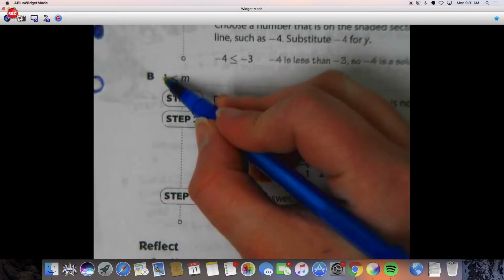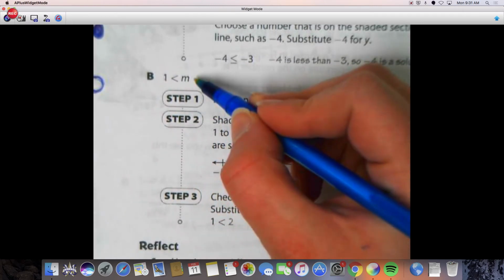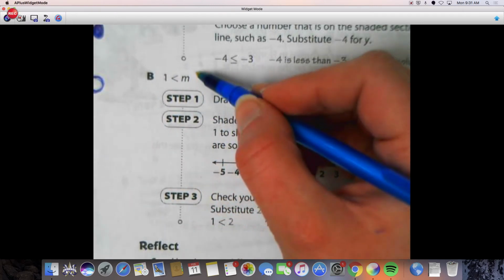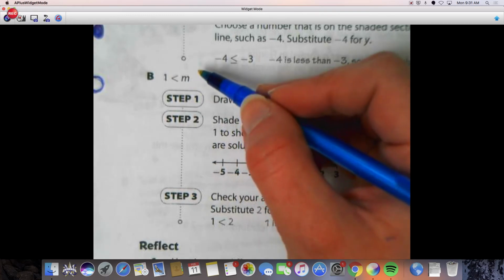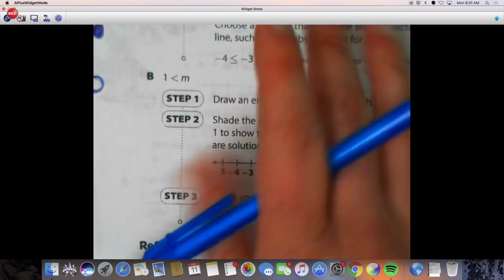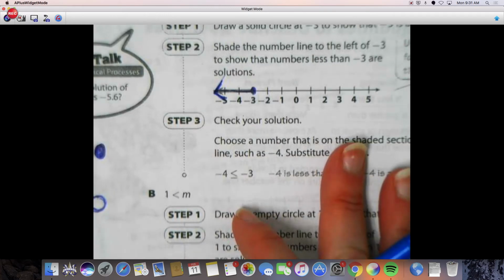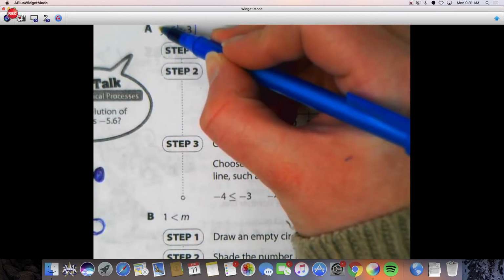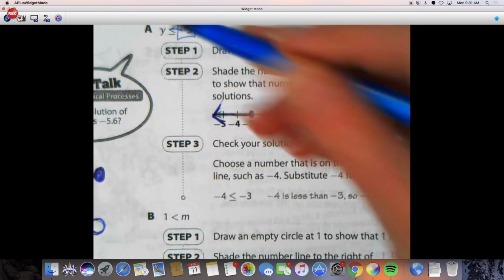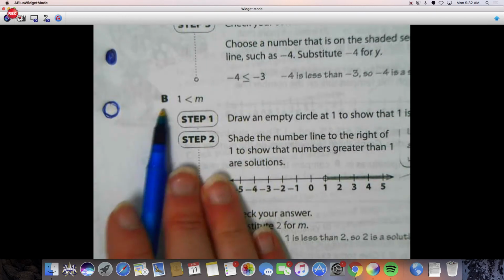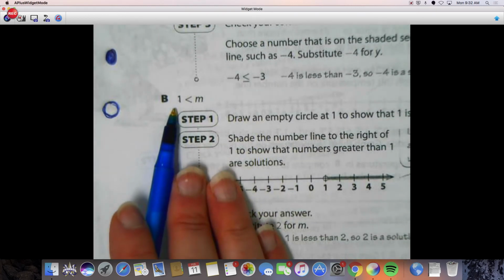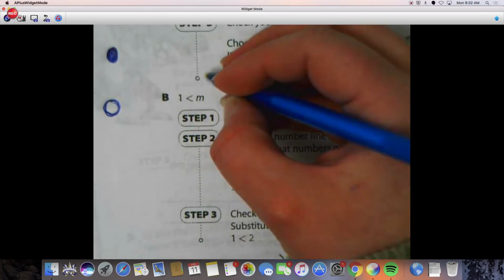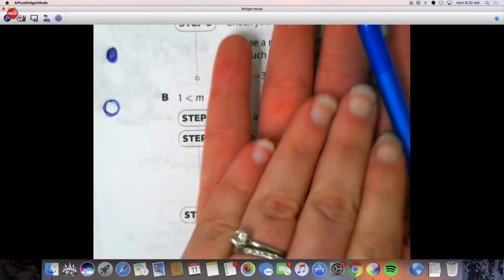Now look at the next example. It says 1 is less than m. Well, there's something with this problem that I have to fix before I can move on. Notice with the one we just did, the variable comes first. You always need to have the variable come first. This is still an okay problem, but in order to plot it, it's a lot easier if you flip it to make the variable come first. So it's almost like flipping a picture. You're going to take it and flip it like that.